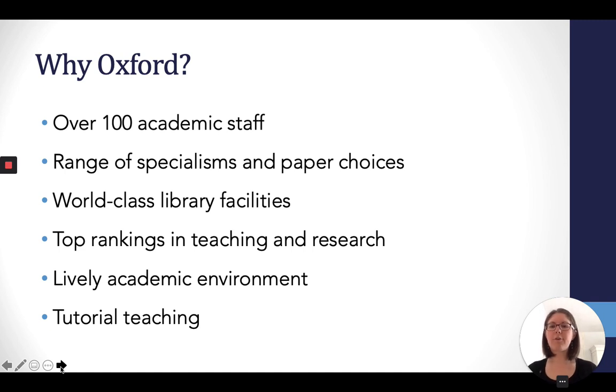We also offer world-class library facilities, so the Taylor Institution, which is the faculty library, has over 500,000 books, and that is dwarfed by the collection of the Bodleian Library, which is a copyright library, so we get a copy of every single book that is published in the United Kingdom. Both of those libraries also offer a wide range of digital resources, so you can download articles and books straight to your computer, your mobile device, and read them from the comfort of your own room.